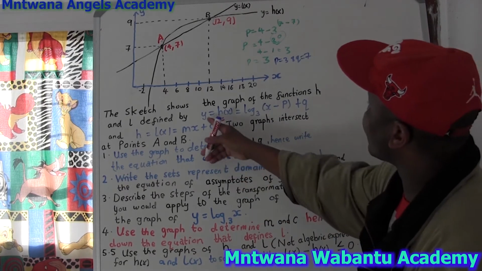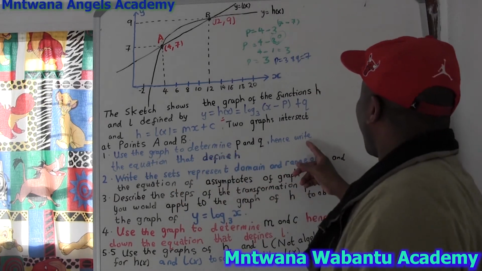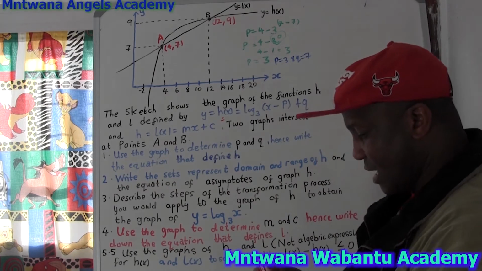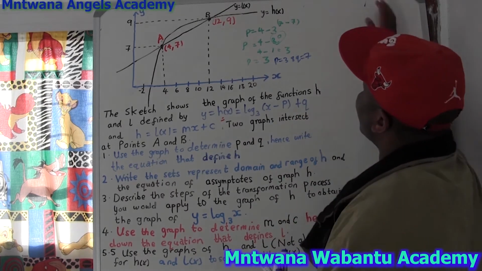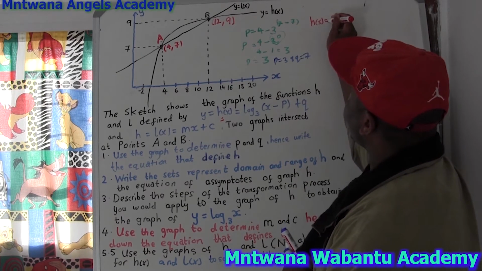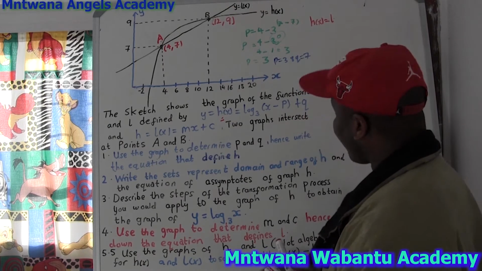Okay, so now I can rewrite because they say, what does it say? Use algebra. Hence write the equation that defines h. So this is the equation that defines h. Let's write it. So h of x is going to become log. Let me write that out there so I can have more space.